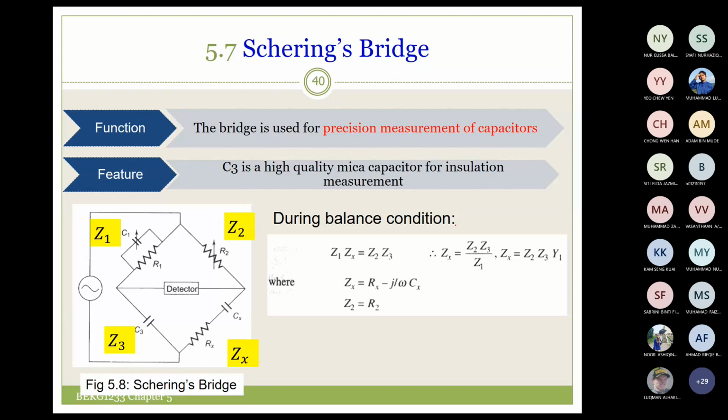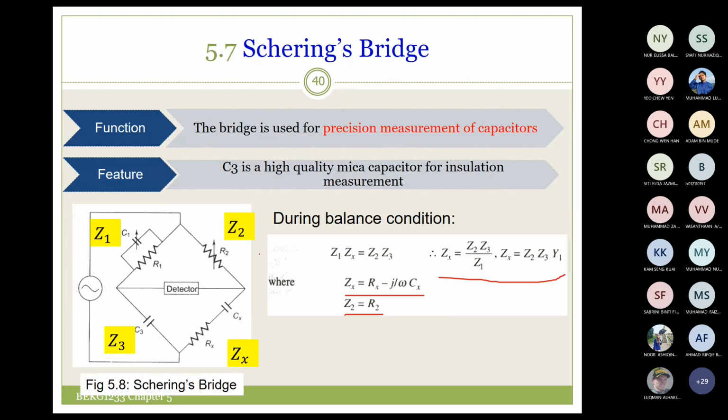During the balance condition, this is the same as the Maxwell and the Hay bridges, where Z1 Zx equals Z2 multiplied with Z3, and then you can find Z2, Z3, Y1. So this is for the Zx.